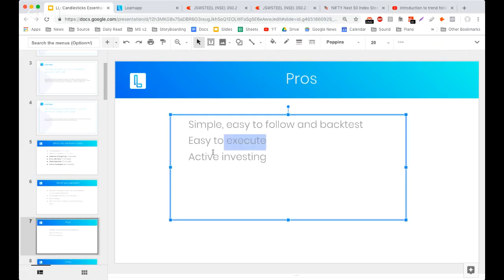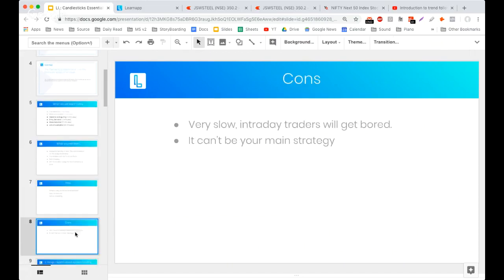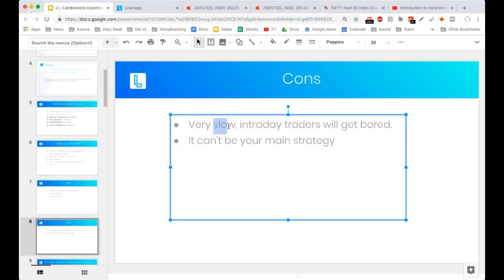So the pros are, it's simple, easy to follow, easy to backtest and verify. It's easy to execute. And if you want to be an active investor, probably this is something you can look at. The cons are, it is very slow. So if you're an intraday trader, this will bore you. And I don't think it can be your main strategy, because since it's so slow, it doesn't require much of your time, probably 5-10 minutes a week, which is nothing.